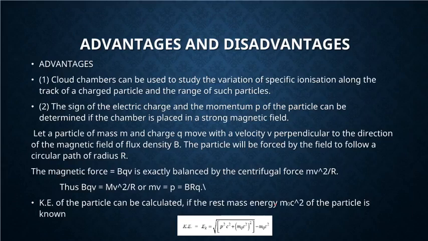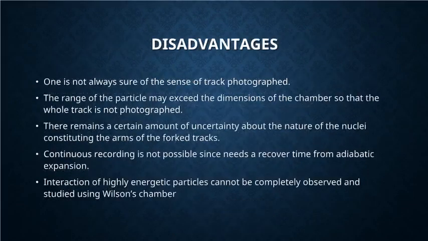Even though we have advantages, we have a few disadvantages. One is not always sure of the sense of the track photographed. Say the ionizing radiation has a range more than the dimension of the cloud chamber, then determining properties poses a struggle. Also, there remains a certain amount of uncertainty about the nature of the nuclei constituting the arms of the forked tracks. We cannot continuously record the track since it needs a recovery time after adiabatic expansion. Interactions of highly energetic particles cannot be completely observed and studied using Wilson's chamber.